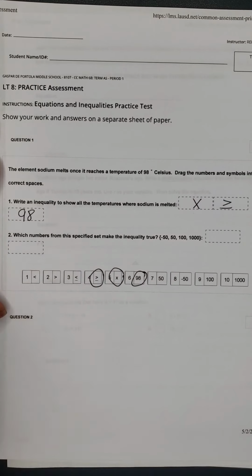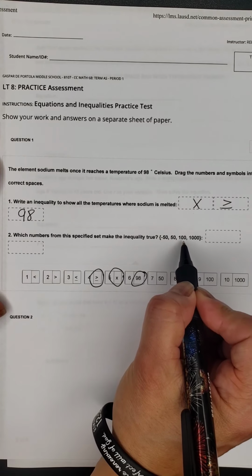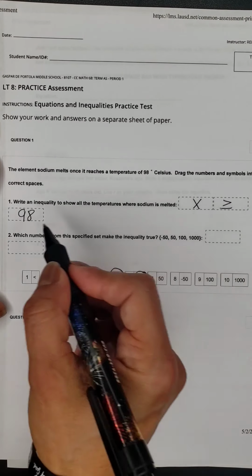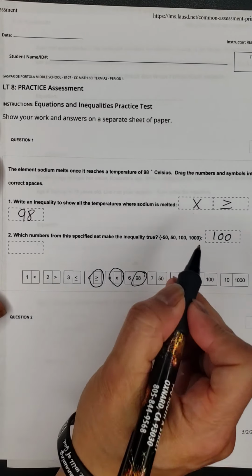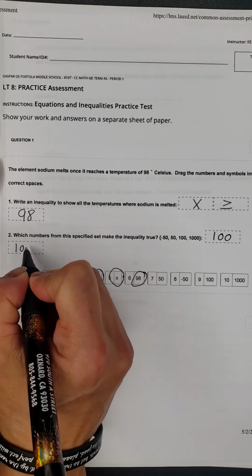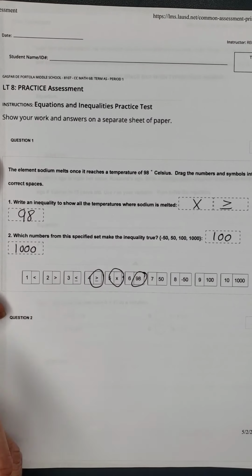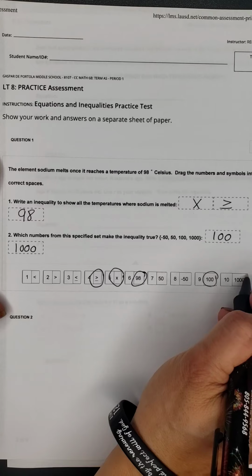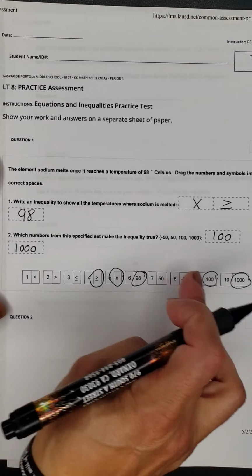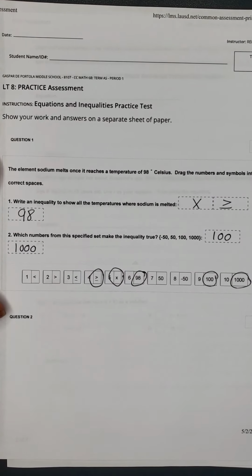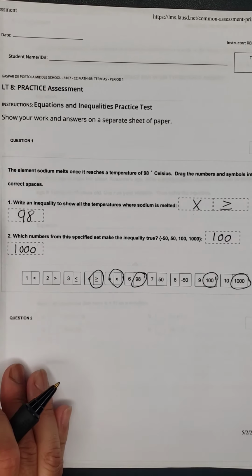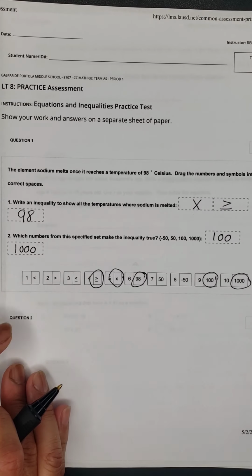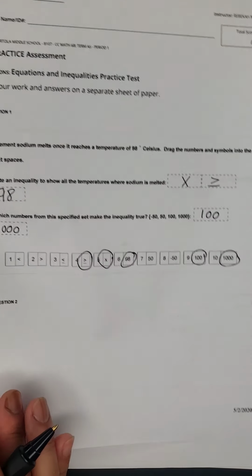Now, to write the numbers in the specified set that make the inequality true, hopefully it's obvious that 100 is greater than 98, so that would be a correct answer. That would make the inequality true. And 1000 is also greater than 98, so that's the second one that would make the inequality true. And so those two would get dragged in for the answer. All right, ready for number 2, which is on my next page.